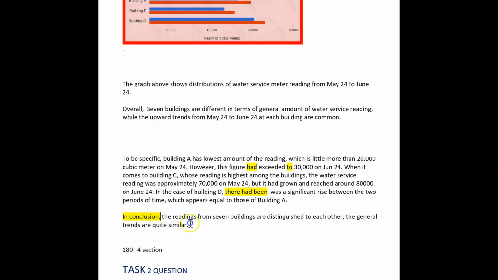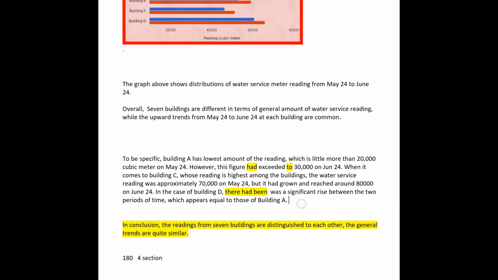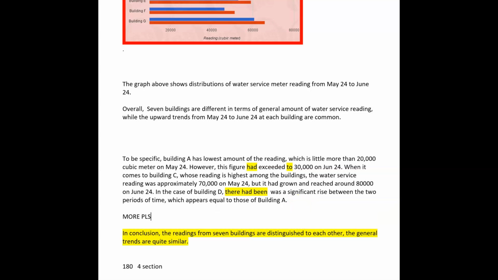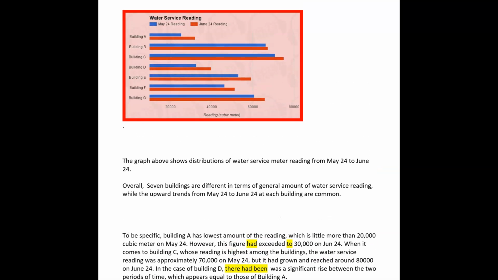Okay, so I don't need that because that's the same as what you've done here. But I do want another paragraph. More, please. So that's what I meant about grouping. In your first section, I would group B, C, E, and G, and maybe even F in that first group. In the second section, I'd talk about A and D, and then make comparisons. So the reading in building A in May was 2.5 times less than building B in May.